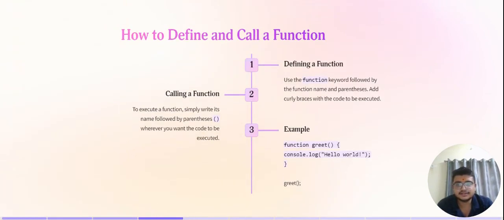How to define and call a function. Defining a function is done using the function keyword followed by the function name and parentheses. Add curly braces with the code to be executed. As shown in the example, the function can be executed by calling it by its name followed by the parentheses. And here's the example of a function greet: console.log hello world.